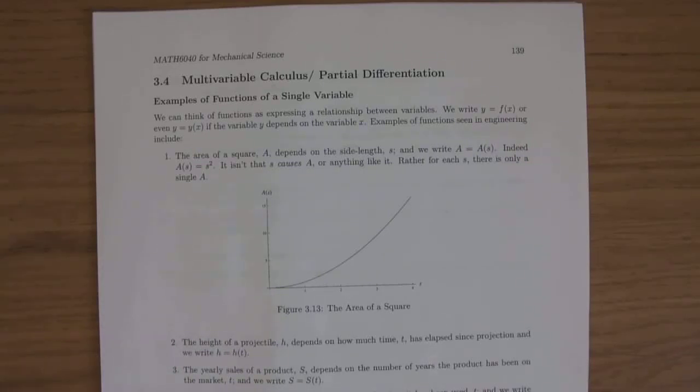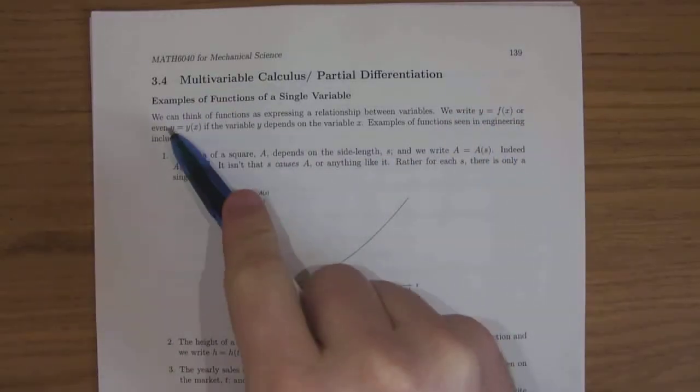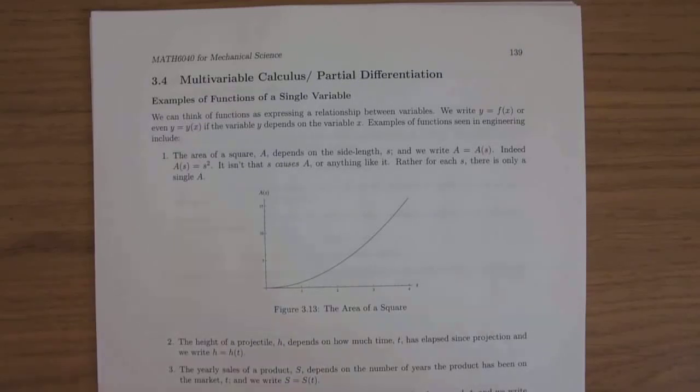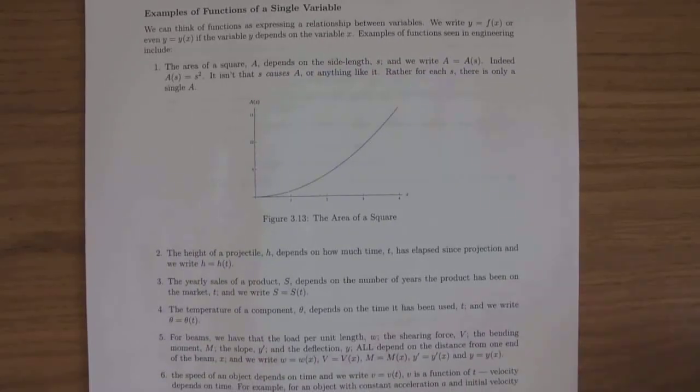In an engineering context, you can think about these things as relationships between variables. You can write y is equal to f of x, or y is equal to y of x, if the variable y depends on the variable x. So I've got a load of examples here. I probably won't go through all of them. You can have a little look through yourself.